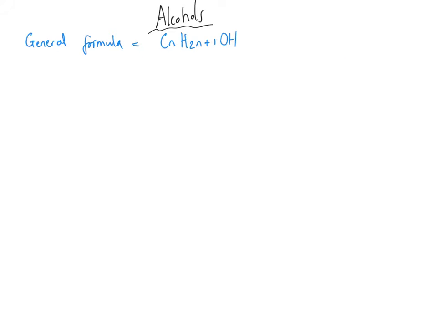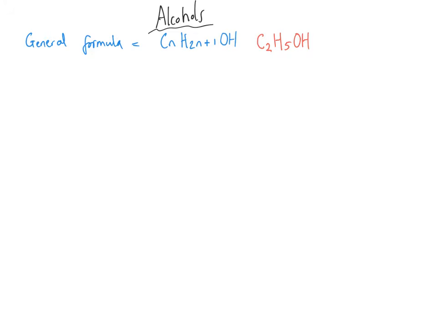In one of my other videos, I go into greater detail about how you name alcohols, but I'm going to give you a little bit of a review now. So first up, alcohols have got the general formula CₙH₂ₙ₊₁OH. What that means is if we have got 2 carbon atoms, we need to double it and then add 1, so 5, and that's how many hydrogen atoms we have. And then we have the OH on there.